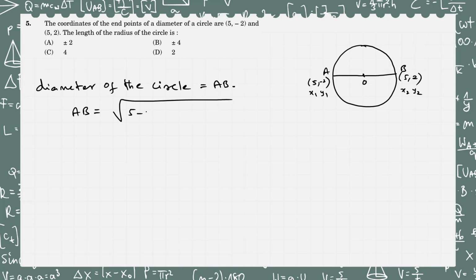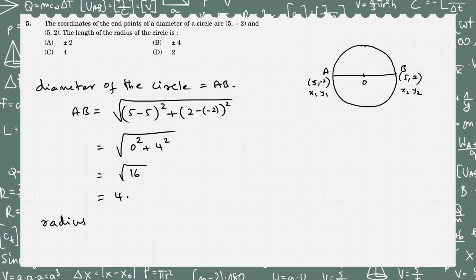It will be 5 minus 5 whole square plus 2 minus of minus 2 whole square, which is 0 square plus 4 square. 2 plus 2 only, right? 4 it is. So this becomes root of 16, which is 4. Here the diameter of the circle is 4 units. So the radius of the circle will be half of this length, right? So radius equals diameter divided by 2, which is 4 divided by 2. The answer is 2 only.